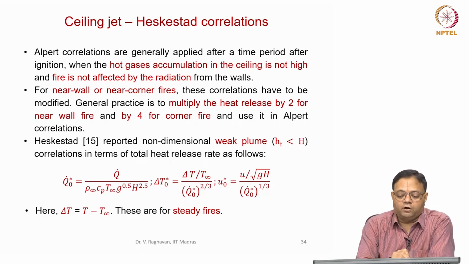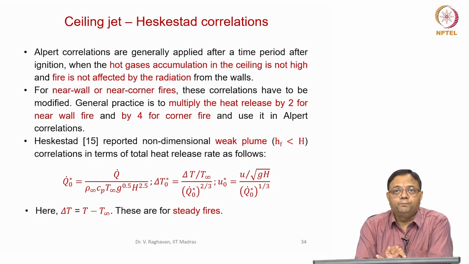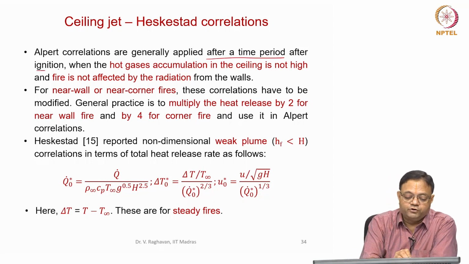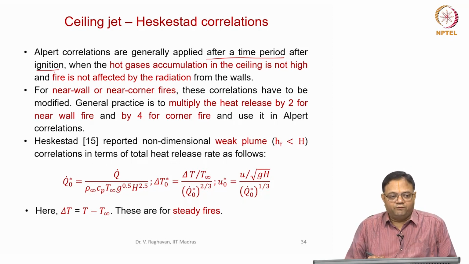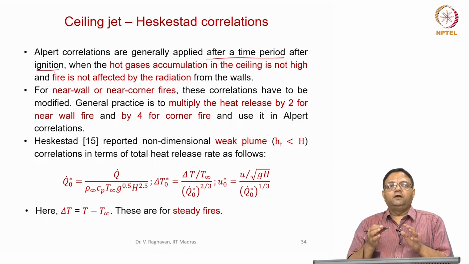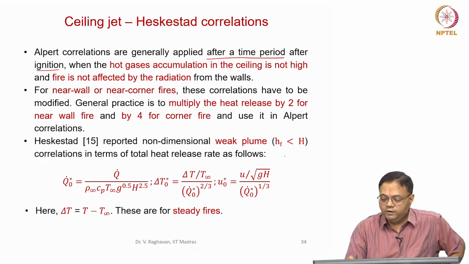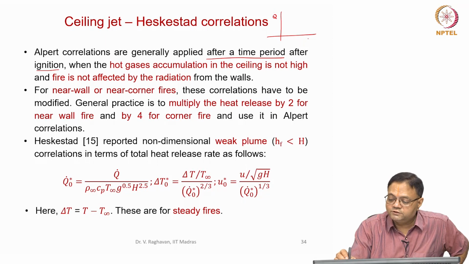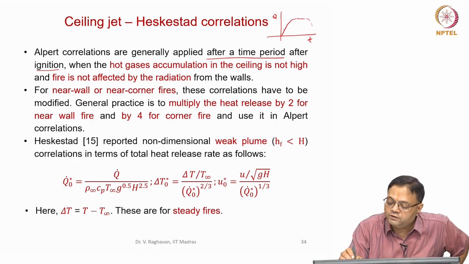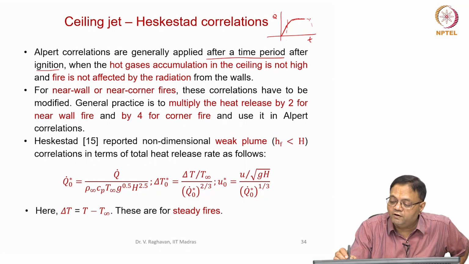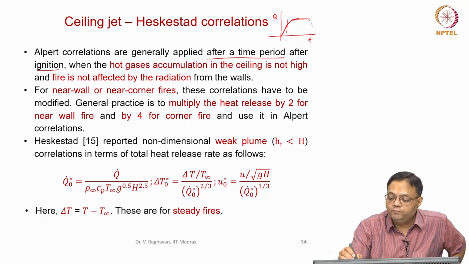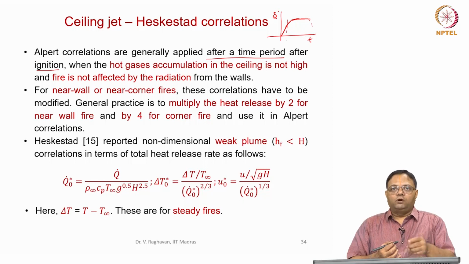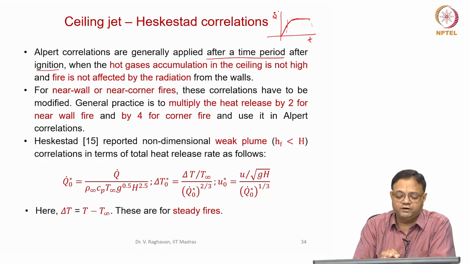Okay, Alpert correlations, when do you have to apply them? After a given time period after ignition. Ignition has occurred, and the fire should have reached some steady heat release condition. When you ignite a fire, q dot versus time increases and becomes steady, then it may decrease. We cannot apply the correlation in this portion. After the fire has grown to some particular level where you have some average or constant value of q dot, then only can we apply it, after a time period after ignition.